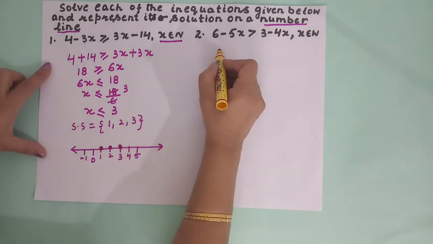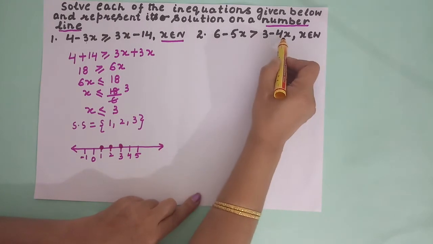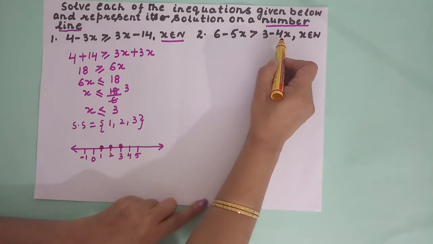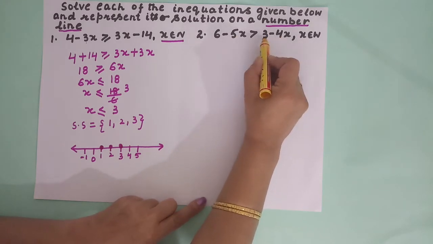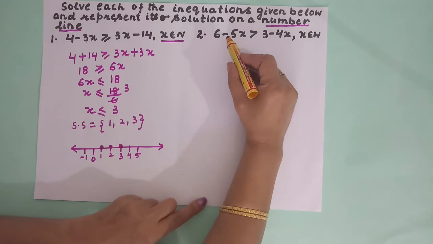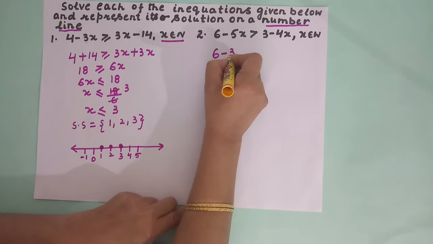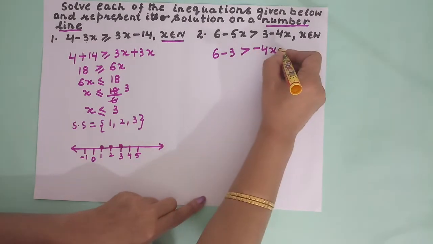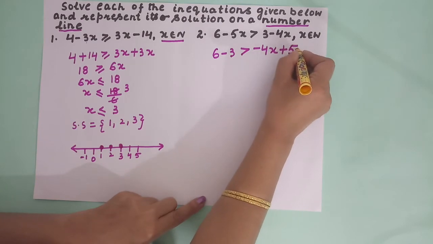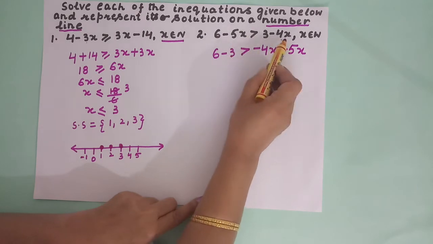Let's take this example. Here in this question, again you have x on both sides. So which one should we move? We will move this 5x to this side and shift this 3 to this side. This makes it 6 minus 3 is greater than minus 4x plus 5x. As long as you have your x term on both sides of the inequation, you can make a move.